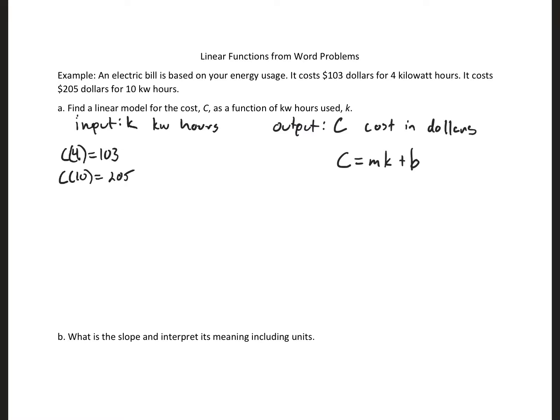So we're going to start first by finding m. 205 minus 103 is our change in outputs over our change in inputs, 10 minus 4. That gives us 102 over 6. So m, the slope, is going to have a value of 17. So far, c equals 17k plus b.